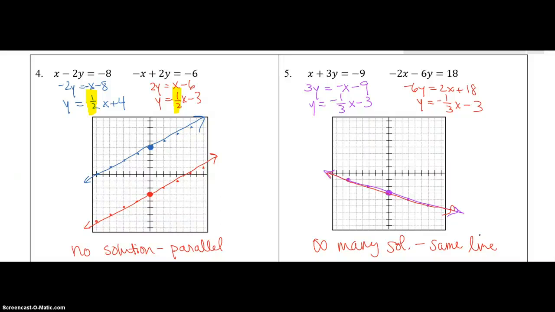Okay, so algebraically, you can have one solution if you get an x and a y. You can have no solution if all your variables cancel out and they make a false statement. Or you can have infinitely many solutions if all your variables cancel out and it makes a true statement. Graphically, if they intersect at one point, there's one solution. If they don't intersect, if they're parallel, then there's no solution. And if they intersect throughout the entire line, if it's the same line, then there are infinitely many solutions. Questions?